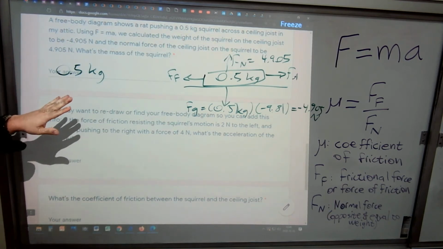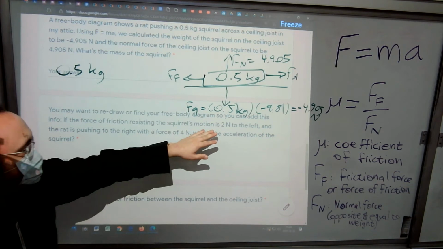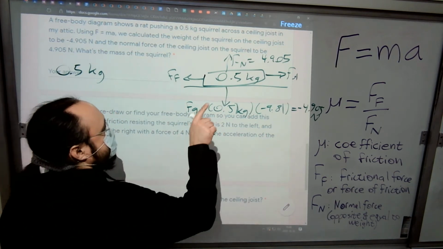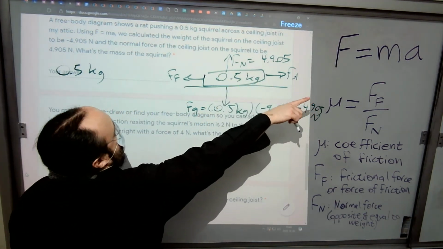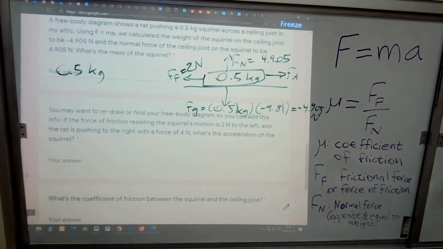So I recreated our free body diagram so we can add this info. If the force of friction resisting the squirrel's motion is 2 newtons to the left, okay, so the squirrel's motion is with the applied force, the way the rat is pushing it. We got the force of friction 2 newtons to the left.